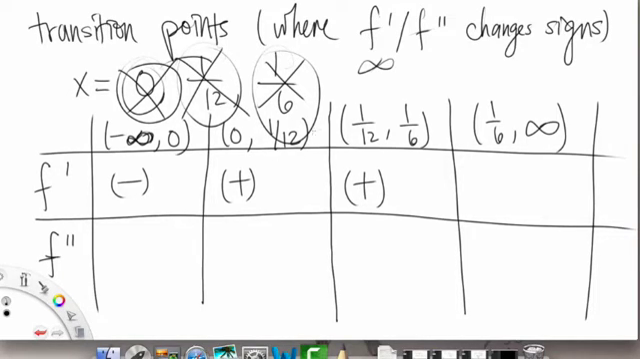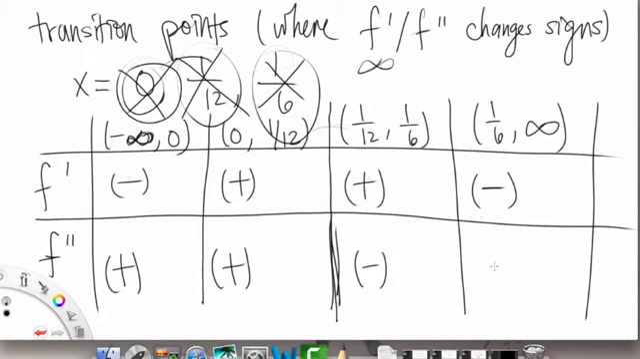The switch at 1 over 12 doesn't really matter for the first derivative, so it just stays positive. Then at 1 over 6, we reached a maximum in our function, and the first derivative changed to become negative. Now let's look at the second derivative. According to the sign analysis, the big change, our point of inflection, was at 1 over 12, so this line is the most important for our second derivative. To the left of 1 over 12, it was positive, and then it switches to become negative.